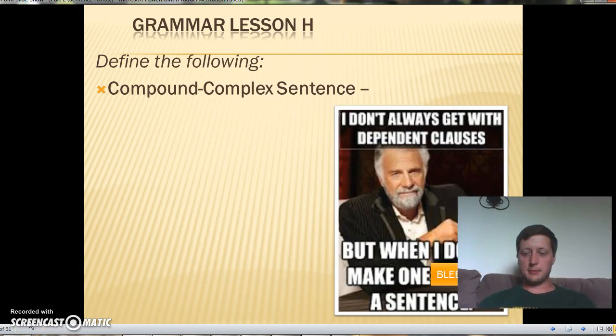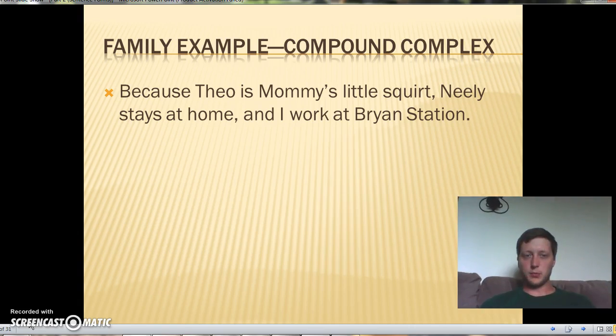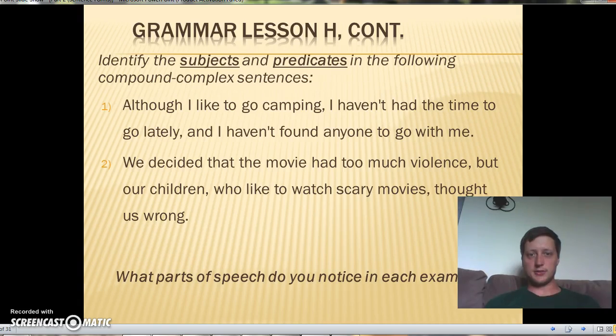Now that you've met my family, let's take a look at that sentence in words. It says, because Theo is Mommy's Little Squirt, there's our dependent clause with our subordinating conjunction, because. Neely stays at home, independent clause. I work at Bryan Station, independent clause, joined by a coordinating conjunction and a comma. So that's what the example looks like in words.